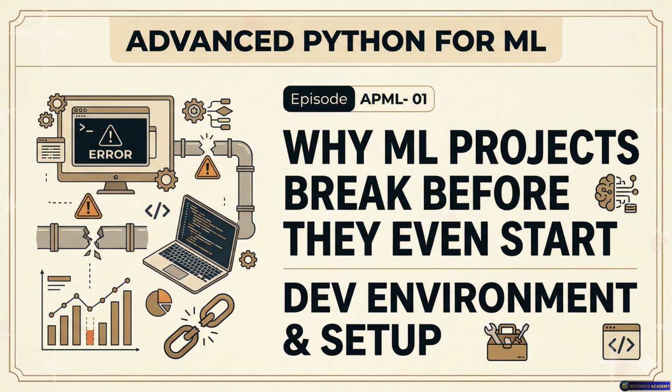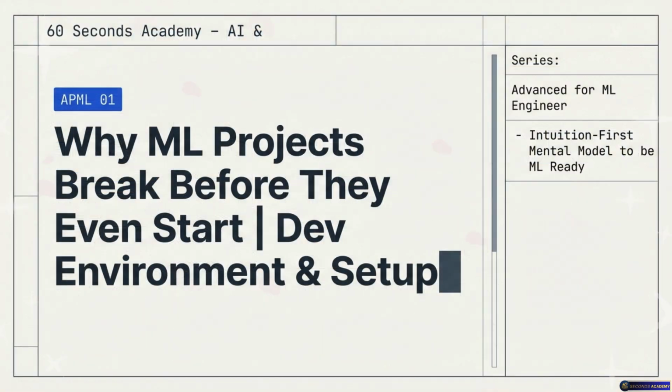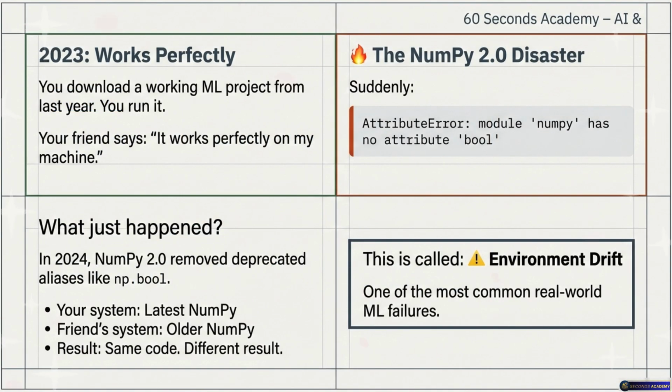So picture this. You download a perfectly working machine learning project from just last year. Oh, setting yourself up for heartbreak already. Right. You're excited, you're ready to dive in, you run the code, and immediately, right out of the gate, you get hit with this massive wall of red text. The dreaded stack trace. Exactly. It says, AttributeError: module numpy has no attribute bool.